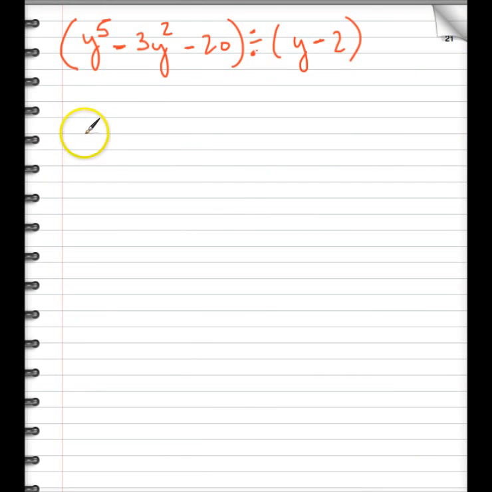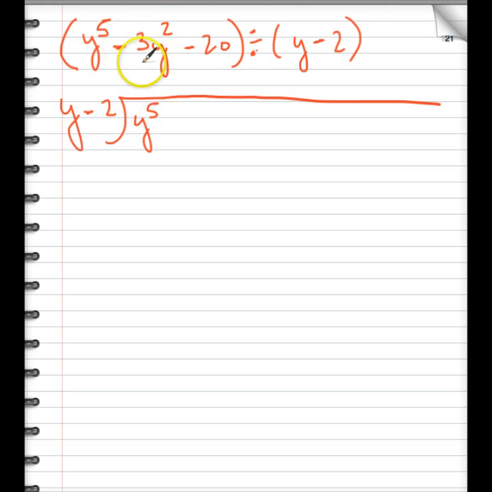In my last example here, I specifically chose this so that you'll get some help and some practice with using the placeholders for the powers that don't appear in the dividend. So here we have y to the 5th, and then we have y to the 2nd, and then we have a constant. So you're missing some powers of y. So watch this. Here is our divisor, y minus 2. And we're dividing by y to the 5th.